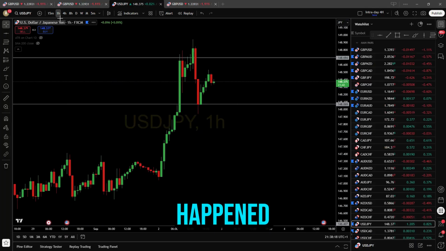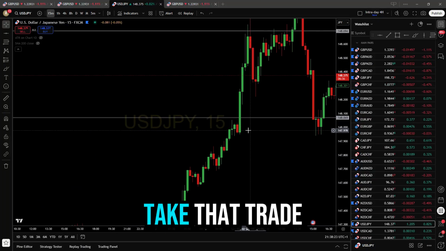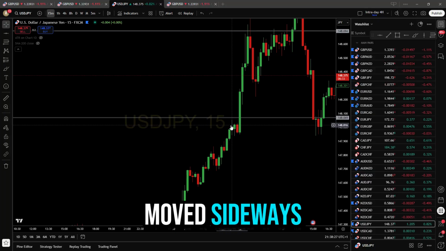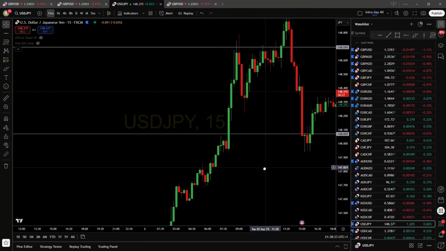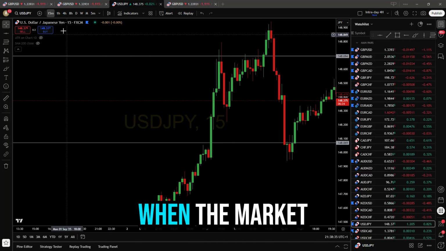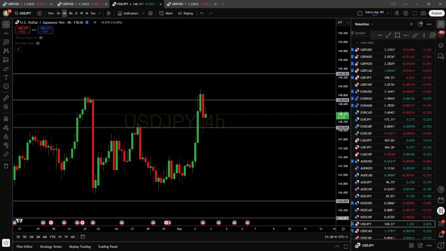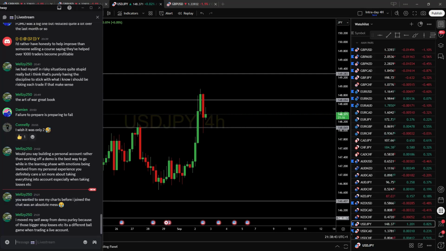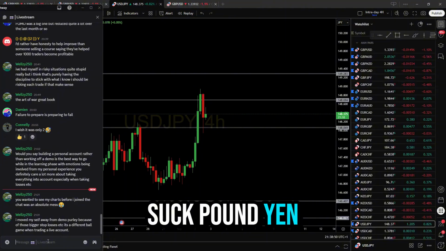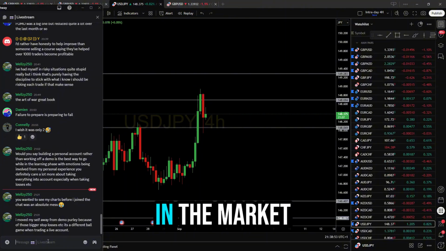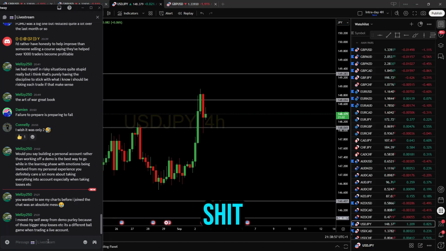Before the move happened, dollar yen was literally... The only reason to not take that trade is because the market missed and then moved sideways. But if you haven't been watching the market and you had an order set on dollar yen, if flows start when the market is almost bang on the level that you're entering at, it's part of the game, unfortunately. There's nothing you can do about that. I'm not going to go through somebody's journal and say you shouldn't have taken pound yen. Flows were happening. Literally, you were in the market as flows happened. Both things happened at the same time. It's tough shit.